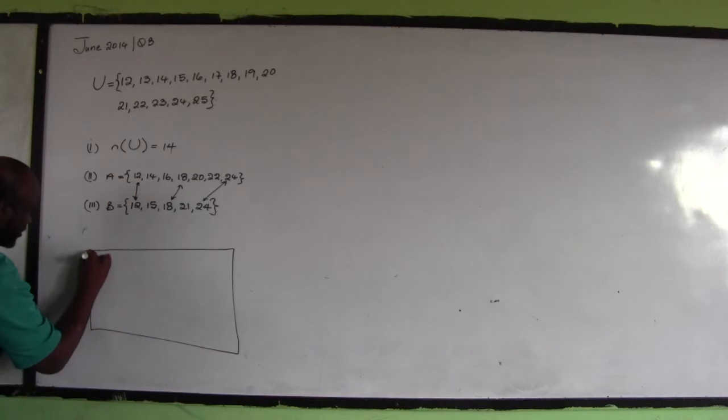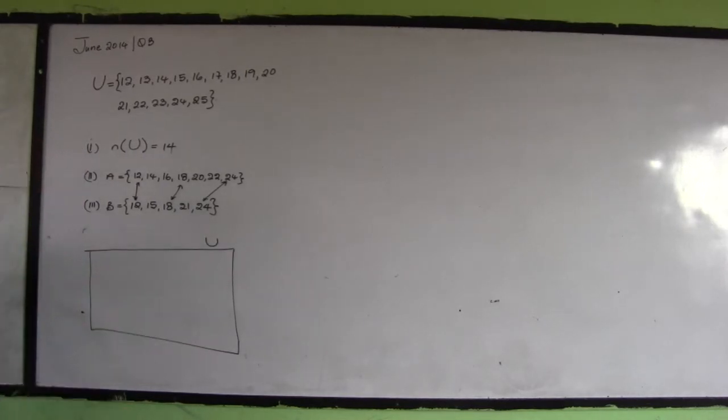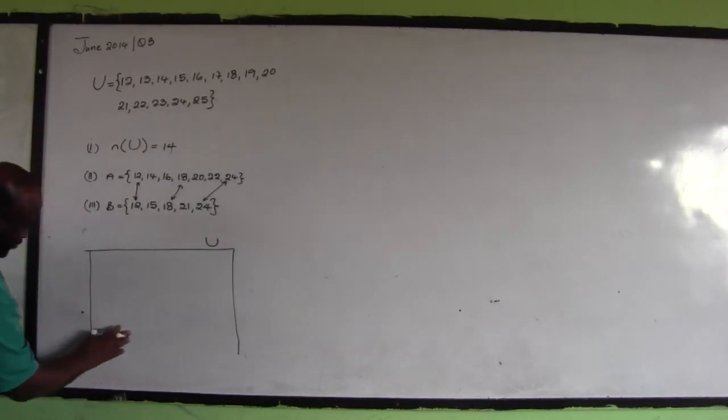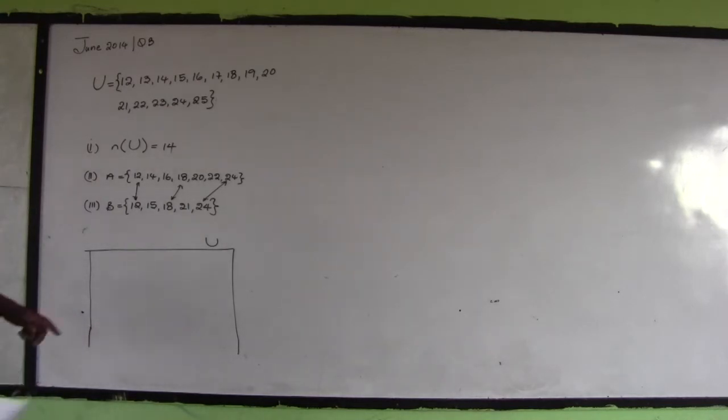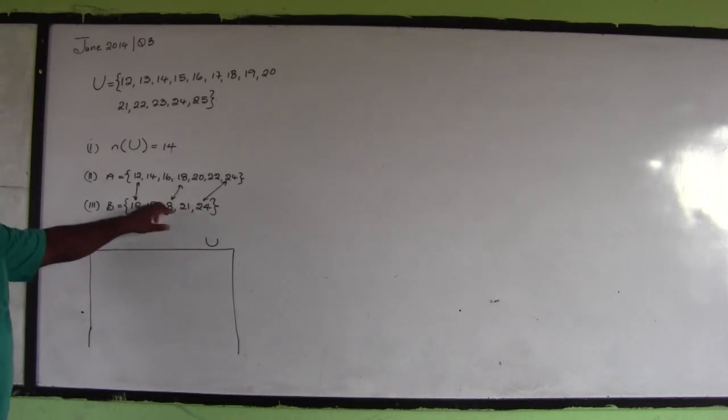The mere fact that I have some elements which are common means that the two sets intersect in the universal set. So this is U. Is B a subset of A? No, it isn't, because 15 and 21 are not in A. It's not a subset.